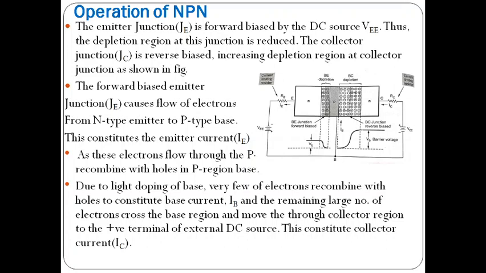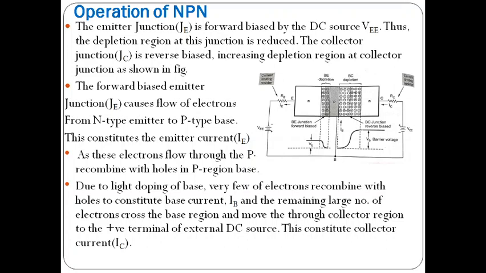Due to this, the majority carriers, the electrons, move into the base region. So electrons are emitted from the emitter region to the base region. This crossing of electrons at the emitter junction is called emitter current. Whatever the charge carriers crossing at the emitter junction, that current is called emitter current.